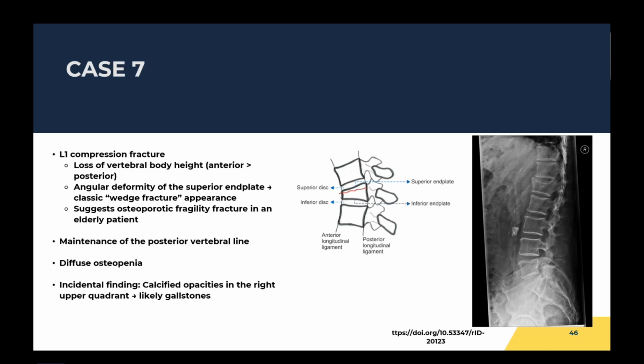Look at the vertebral bodies. And then this is an incidental finding. So it's calcified opacities, and these are likely gallstones.